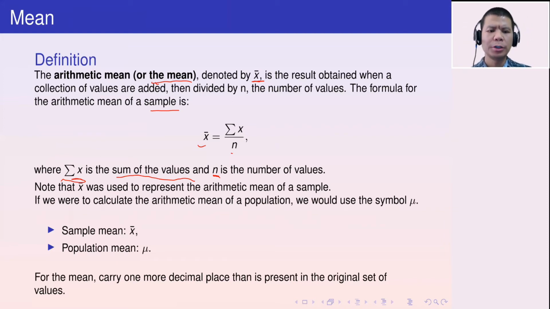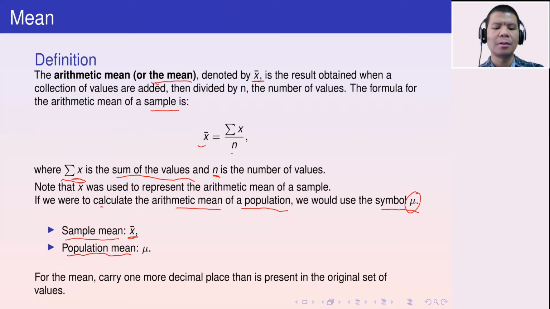Now, if we were to calculate the arithmetic mean of a population, in other words, if the data set is a population data set, in this case, we will use the symbol mu. This Greek letter mu represents the population mean. In other words, the sample mean is x bar, a statistic, while the population mean is mu, a parameter.